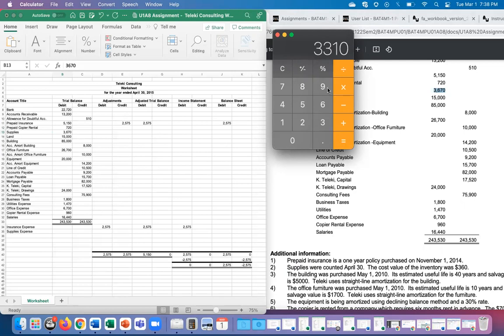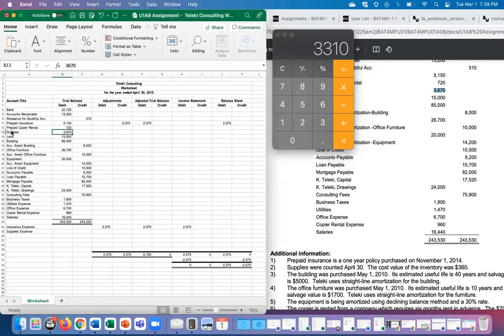That gives us $3,310 worth of supplies that we used up over this time period. All right, so we burned through quite a bit of supplies, which hopefully means the business was good, right? So the question is, where do we put that number then?